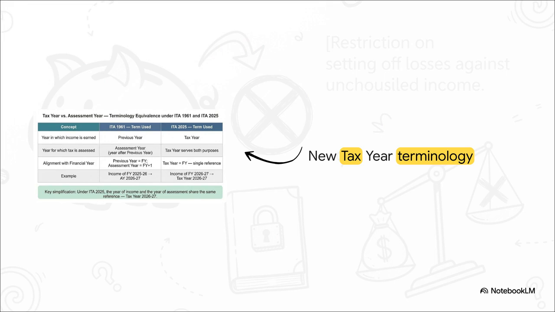Under the old 1961 Act, we constantly juggled the terms previous year for when the income was earned and assessment year for when it was taxed, right? It was a bit of a headache. Well, under the 2025 Act, that whole system has been simplified into one single concept: the tax year. The tax year literally just aligns perfectly with the financial year. So income earned in financial year 2026-27 is just assessed in tax year 2026-27. No missing years, no overlap. Whenever we talk about carrying forward losses from here on out, we're using this new tax year terminology.